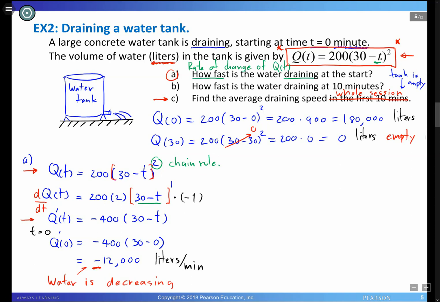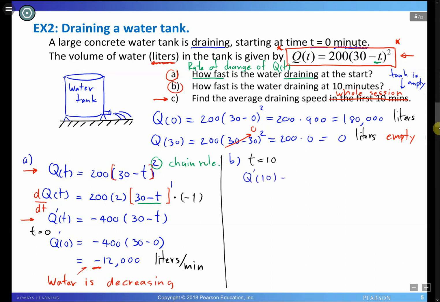Let's work on that on the right hand side. Okay, part B. What do they want to know? They want to know how fast the water is draining, once again the rate of change of Q. We have Q prime here, so this should be easy, when the time is at 10 minutes. So this is what they want to know: t equals 10. And they want to know Q prime, so let's put everything in. Q prime at t equals 10 minutes.